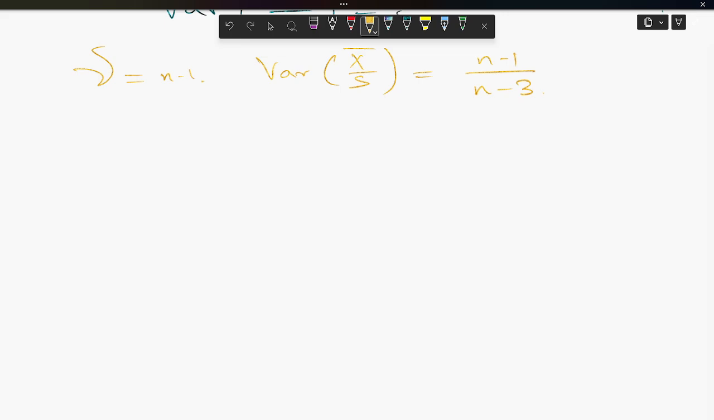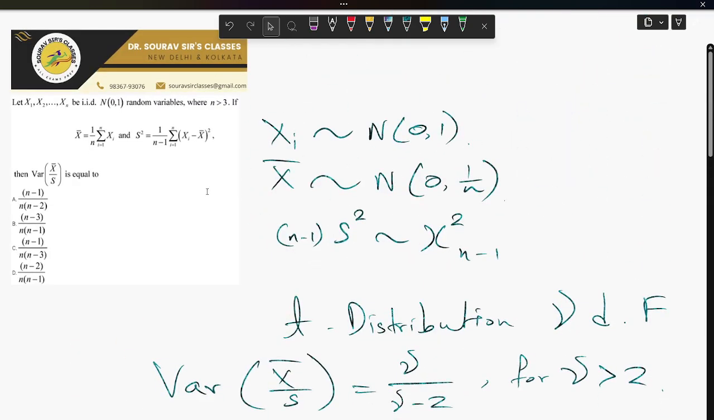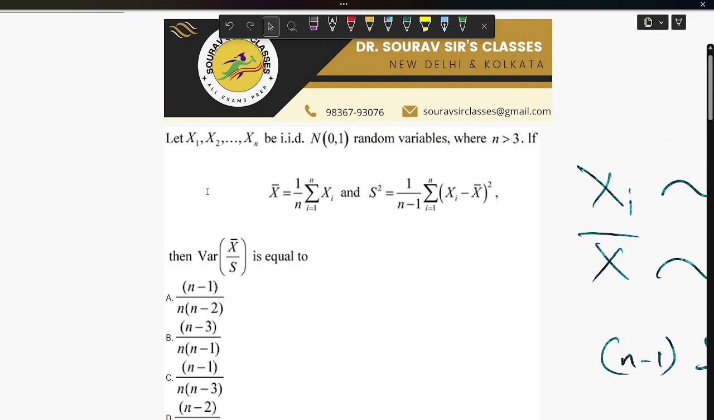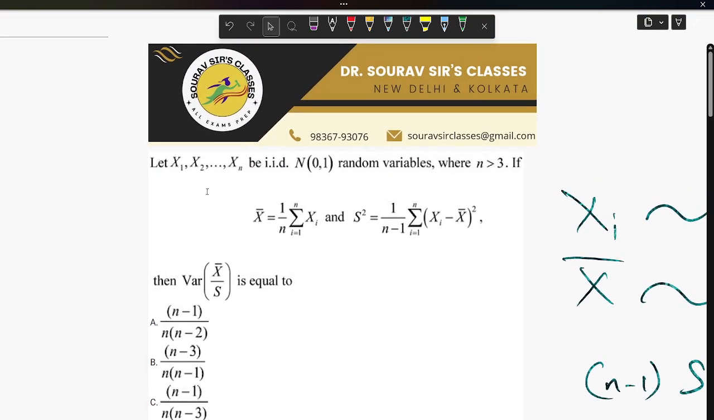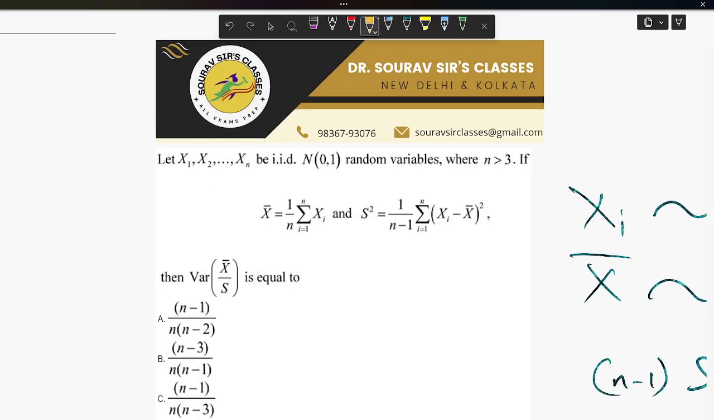Now we are going to adjust for our X bar. As the variance of X bar is 1 by n, the variance of S is derived from the chi-square distribution. However, the t distribution already accounts for the scaling. So the final variance will be n minus 1 by n into n minus 3. So the value of the variance will be this. So the correct answer of this question will be option C.